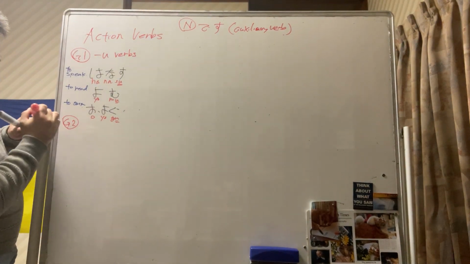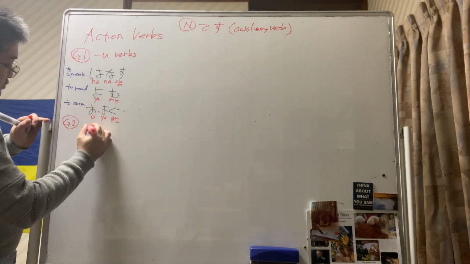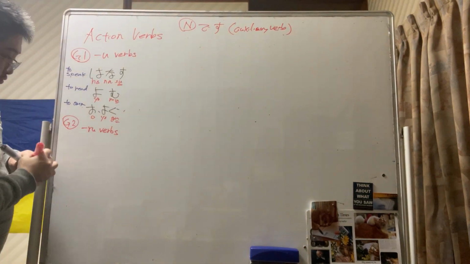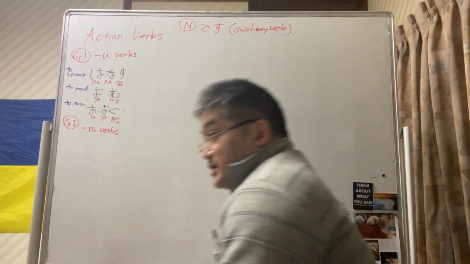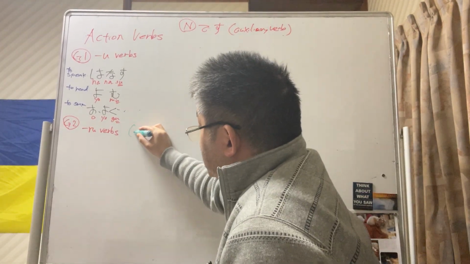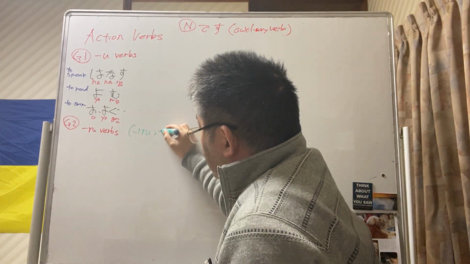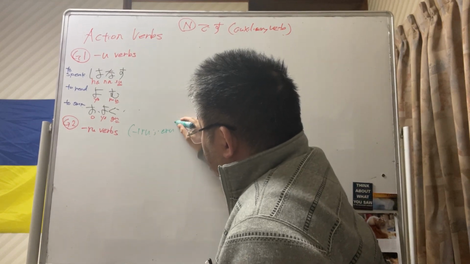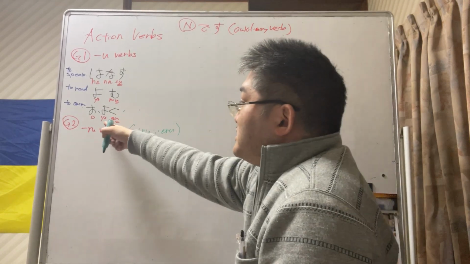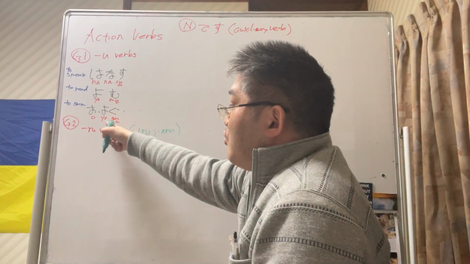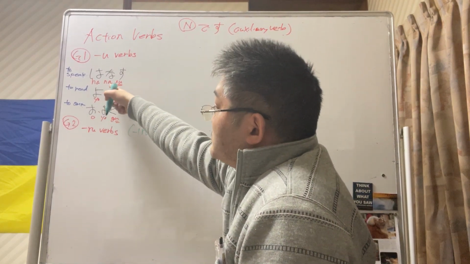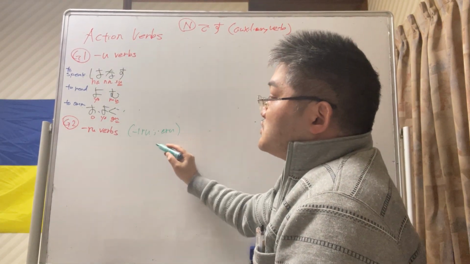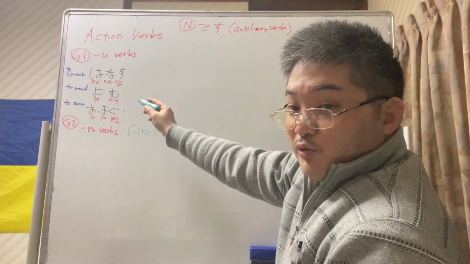So group 2. These ones are the verbs that this is called a ru verb. These ones end with iru or eru sound. The ending is iru or eru. See, oyogu, the ending is ogu. This one is omu. This one is asu. So now these belong to iru or eru, which is why it's not considered to be group 1.